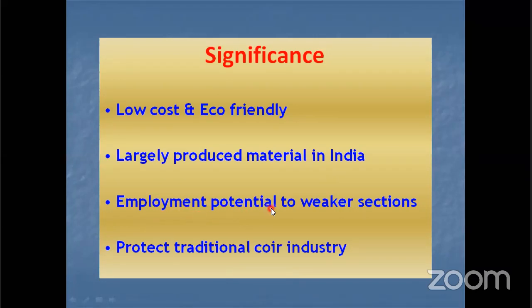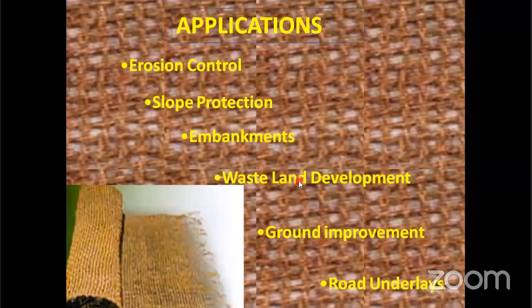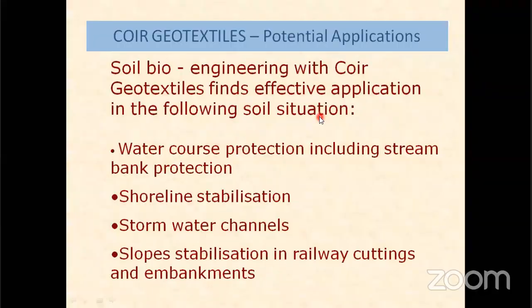The employment potential to the vulnerable sections is very high, and if we use more coir geotextiles in our infrastructure constructions, we can protect the traditional coir industry also. Now let us see the major coir applications. Coir geotextile applications are erosion control, slope protection, embankments, wasteland development, ground improvement, road underlays, etc. All these applications will come in road construction also: erosion and slope, highway embankment roads.